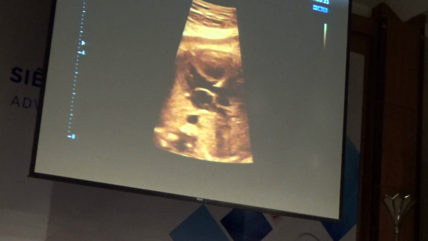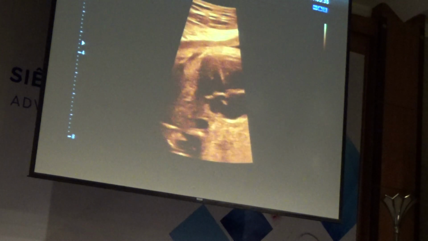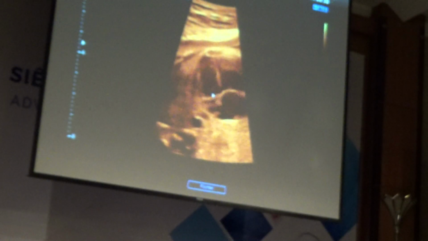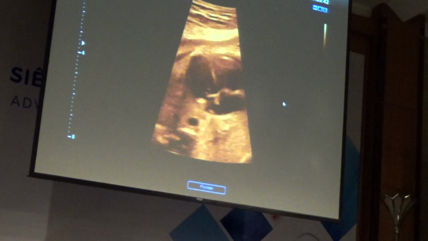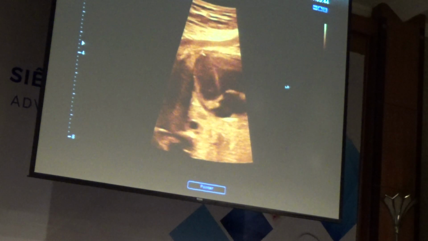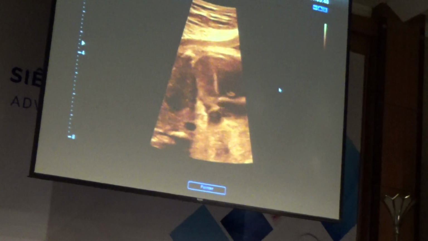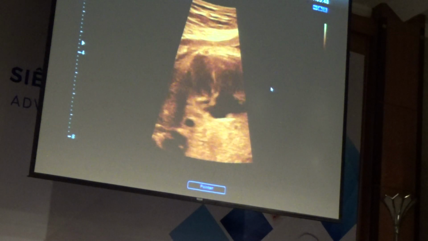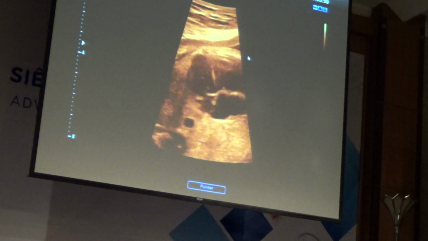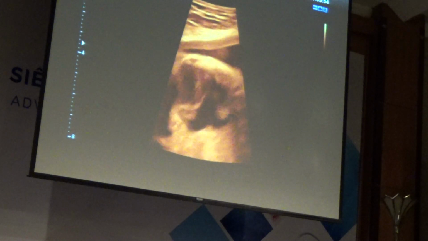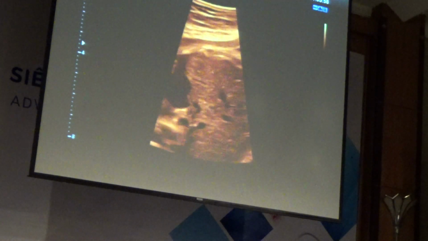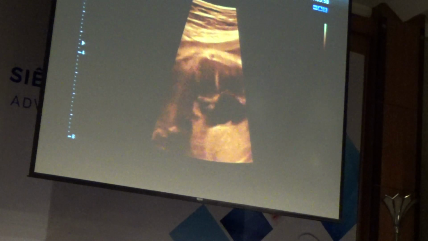So I want to look at the outflow tracts. So what I was saying though is I know this is the maternal right and left, and I want to come from here. So I'm going to have the mother turn onto her right side to have the heart move this way. Or I can come over here, but I'm going to first have her move.